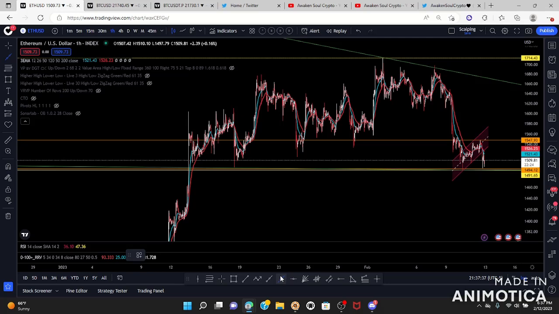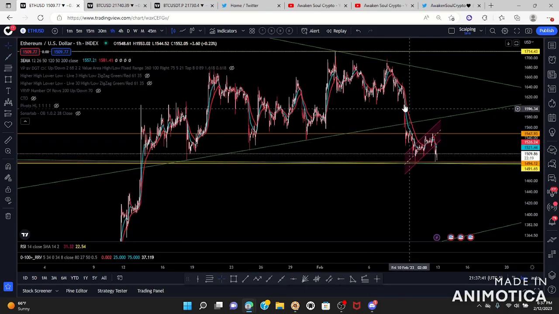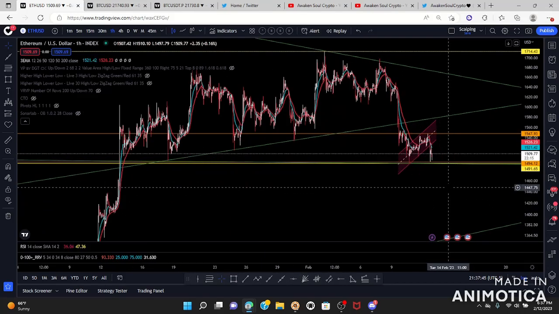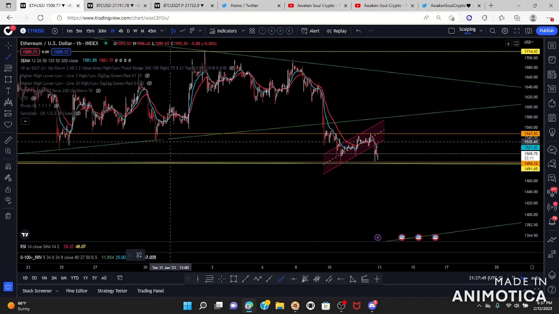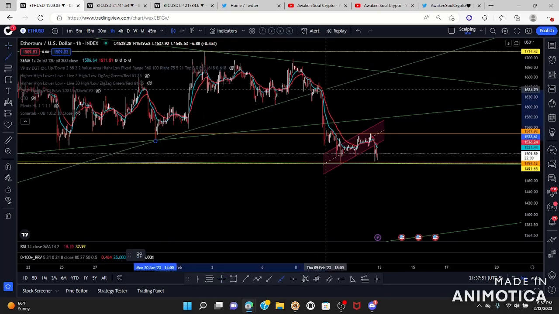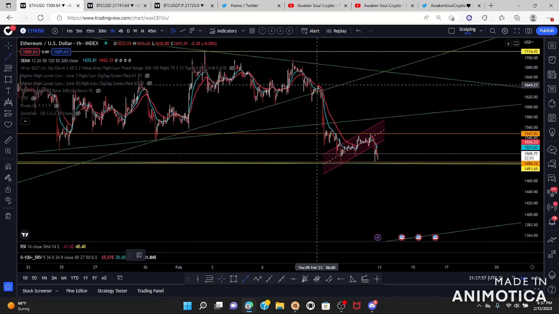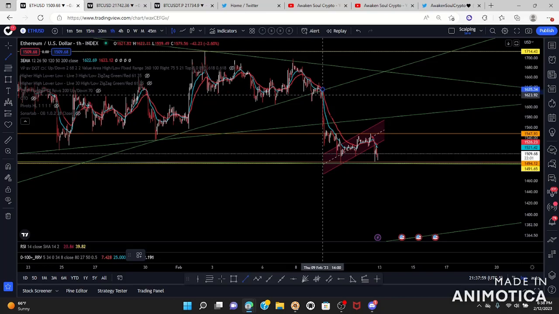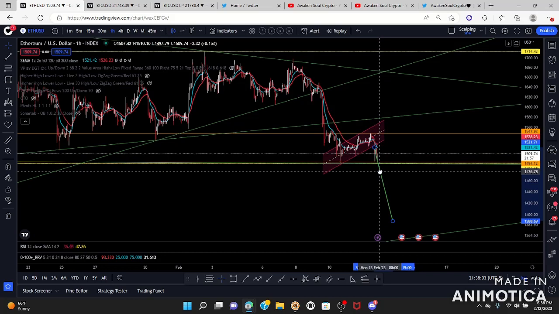I'm trying to see where would I pull my measure move from. So I think from here. This looks about right. Because this was the last little bear flag, right? Then we had a measure move. So this is your measured move pull.